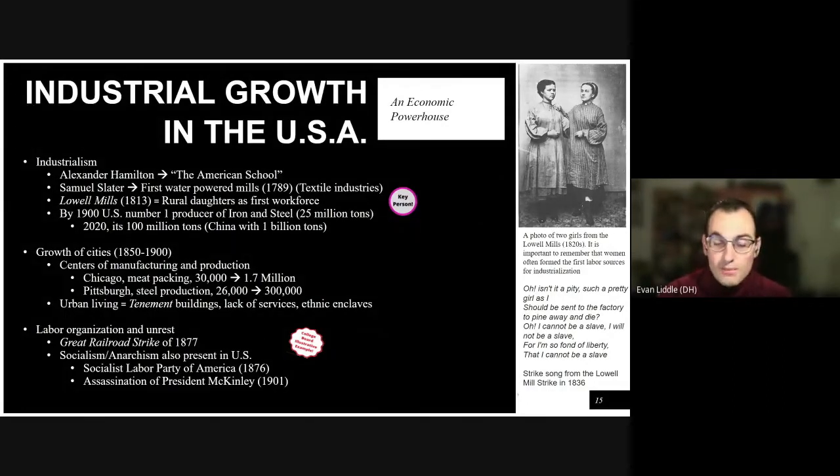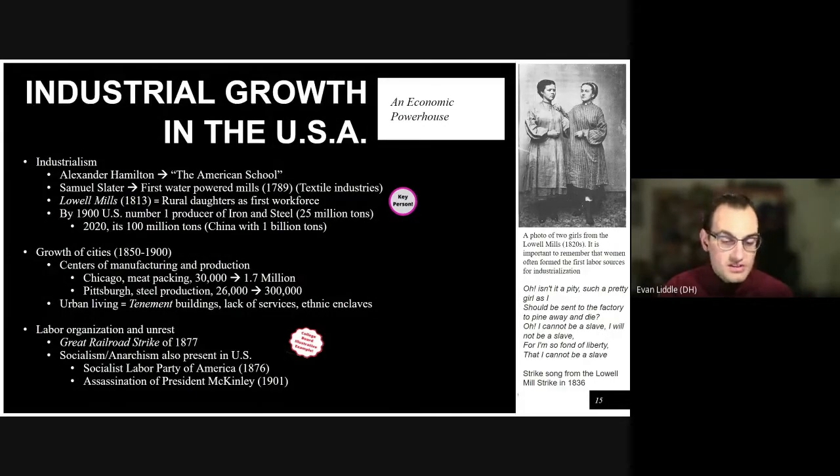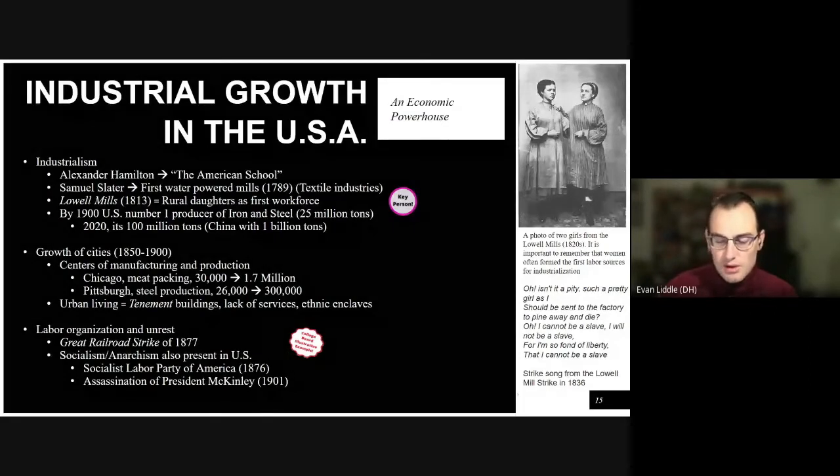You saw labor organization as well as labor unrest. For example, the Great Railroad Strike of 1877, which brought almost the entire U.S. rail network to a halt for a short time in demand of better wages and conditions. Socialism and anarchism also played a part. The Socialist Party of the USA was founded in 1876, and the assassination of President McKinley in 1901 was done by an anarchist. So the United States was in many ways mirroring the Industrial Revolution in Europe, with a lot of the same causes and a lot of the same effects.